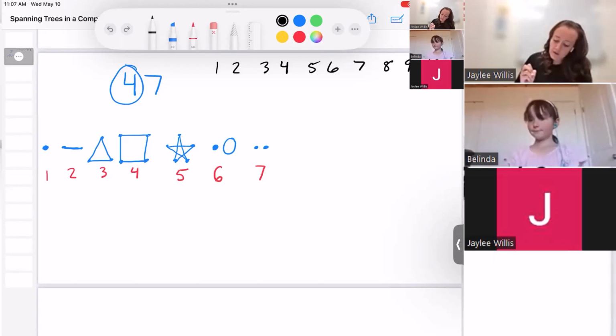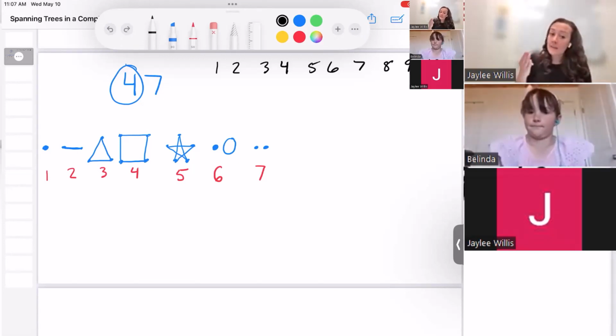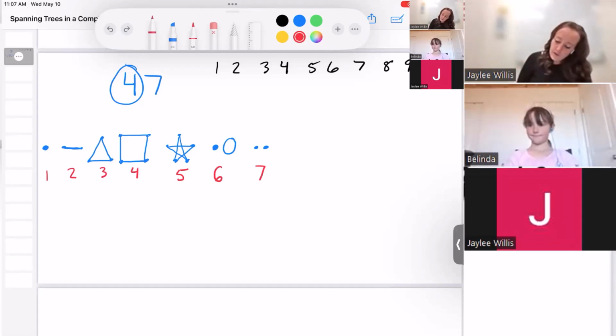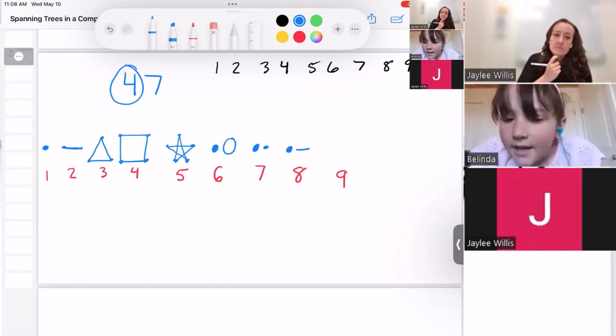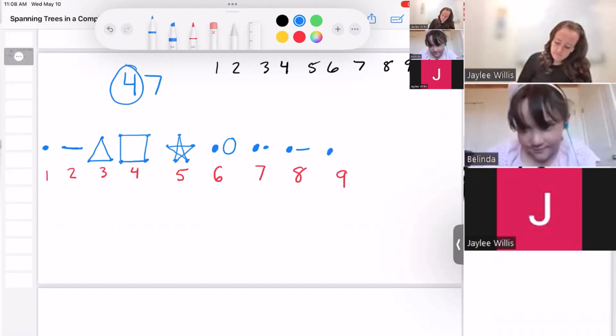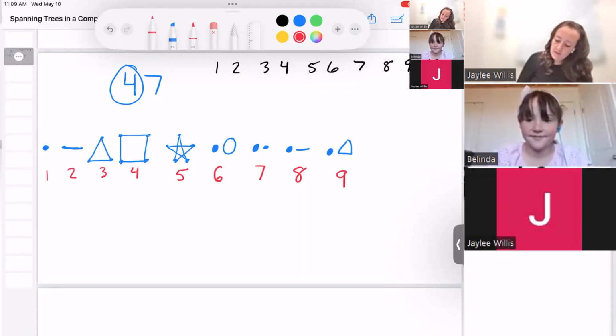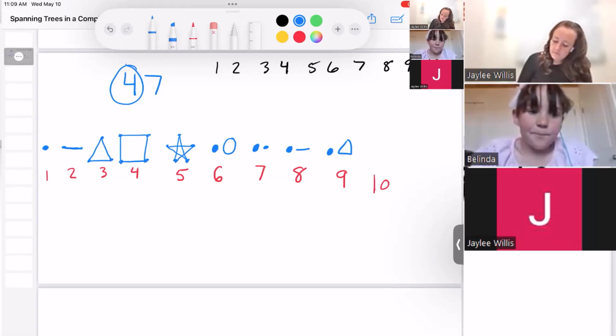Okay, so we have dotty, which in alien language is equivalent to our number 6. Then we have dotty dot, which is equivalent to the number 7. What would the number 8 look like in this new alien language? It would be dotty line. Okay, dotty line. So then what would the number 9 look like? It would be dotty triangle. And then if we had our number 10, what would that look like in alien language? It would be dotty square.